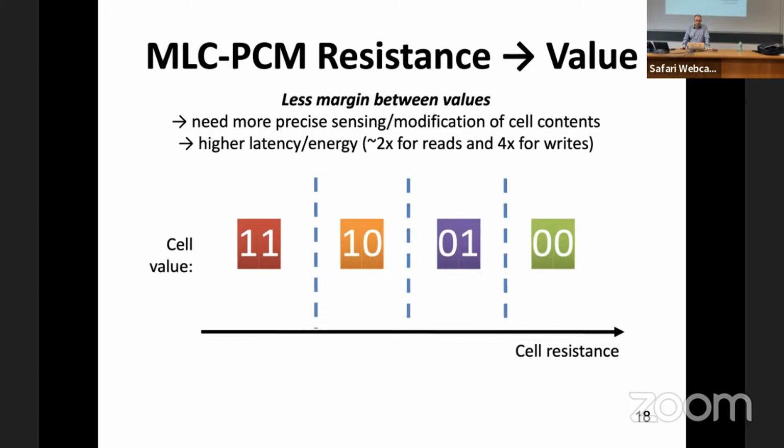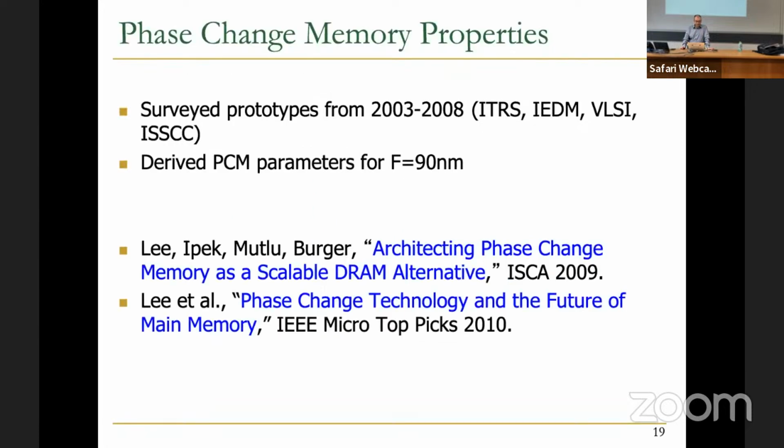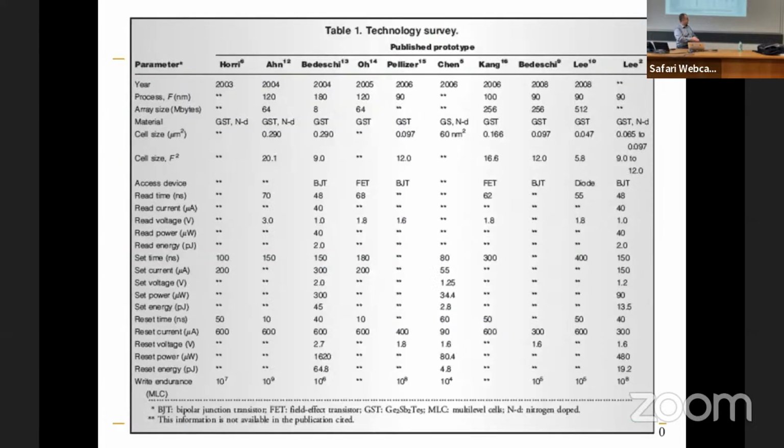Because you need to control it more. So, phase change memory properties. We wanted to learn about PCM properties, and we did some survey of prototypes from 2003 to 2008 from different conferences, including ITRS, electron devices meetings, for example VLSI, and so on. There were some people working on that, designing prototypes and reporting characteristics. So we look into all these numbers, and we come up with this table, essentially.